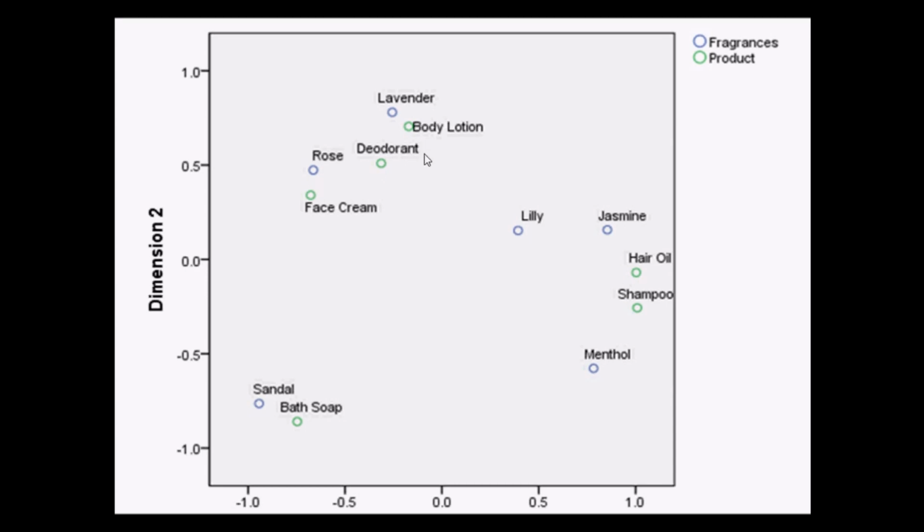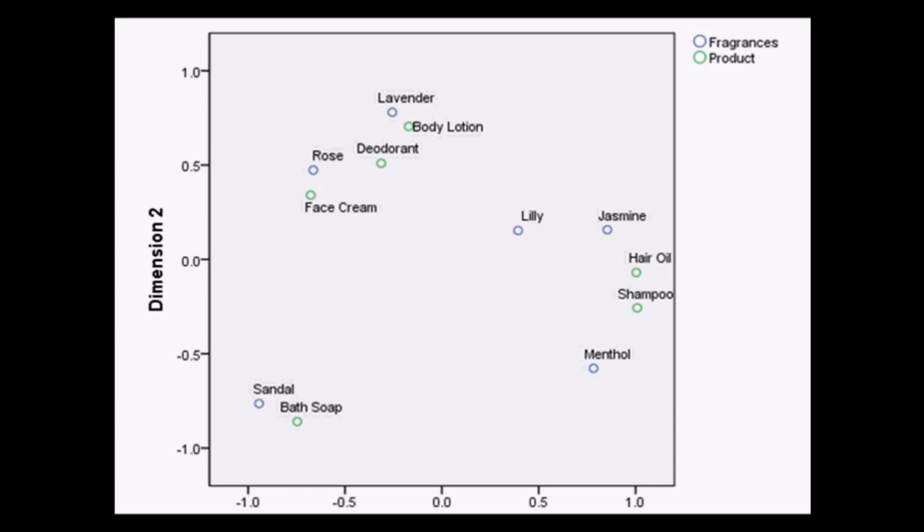If we carefully observe, we'll understand hair oil has a better relationship with the jasmine fragrance, whereas shampoo has it with menthol. The body lotion has a relation with lavender, and deodorant with rose. And you can see here, sandal fragrance is closer to bath soap.